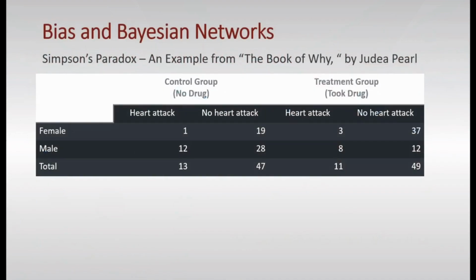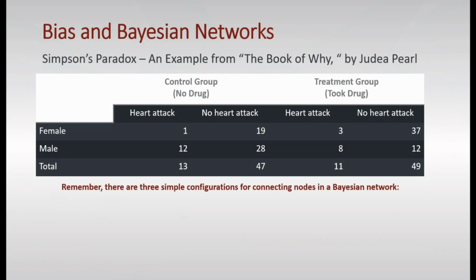The first simple example of this is called Simpson's paradox. This is an example I took from The Book of Why by Judea Pearl. It's a real simple, basic example of one of the first ways that bias can be discovered in a Bayesian network. We have a new drug being tested to reduce heart attacks, with a control group and a treatment group. We have gender, females and males, and we're looking at heart attacks and no heart attacks.